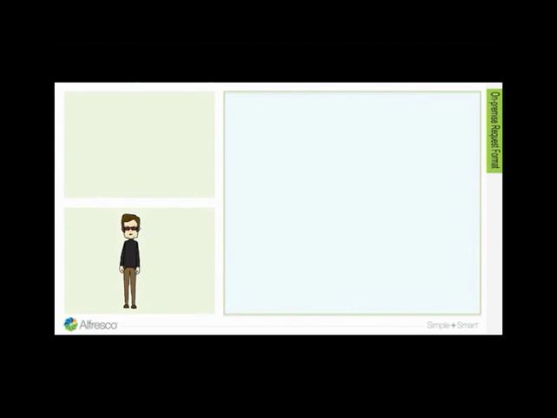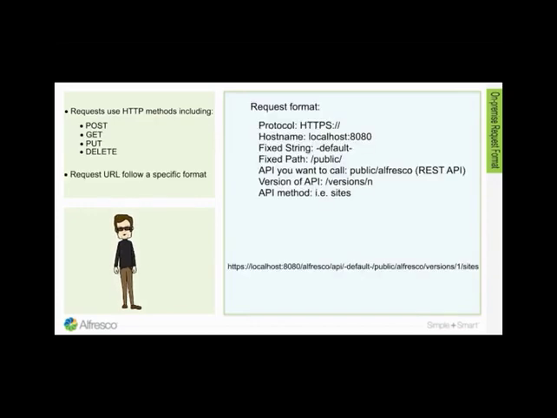The on-premise requests have the same capabilities as the cloud-based requests. All of the standard HTTP methods are available. The example shown here shows how to call the entity of sites from an on-premise Alfresco installation.